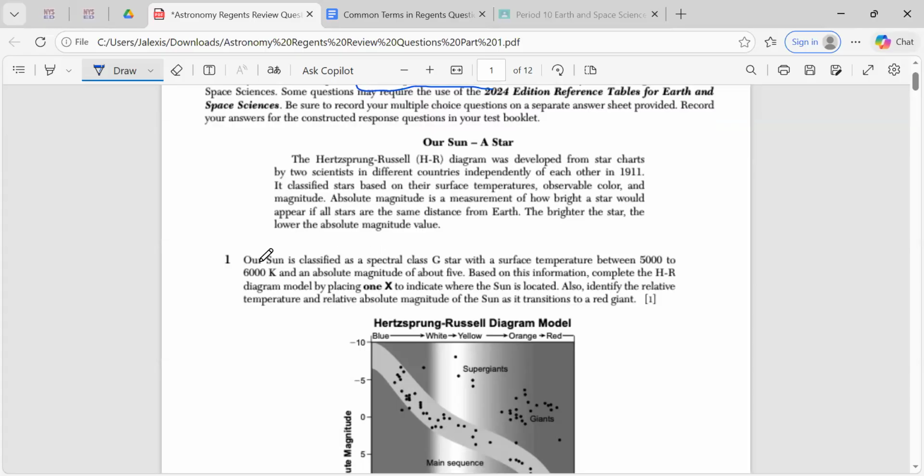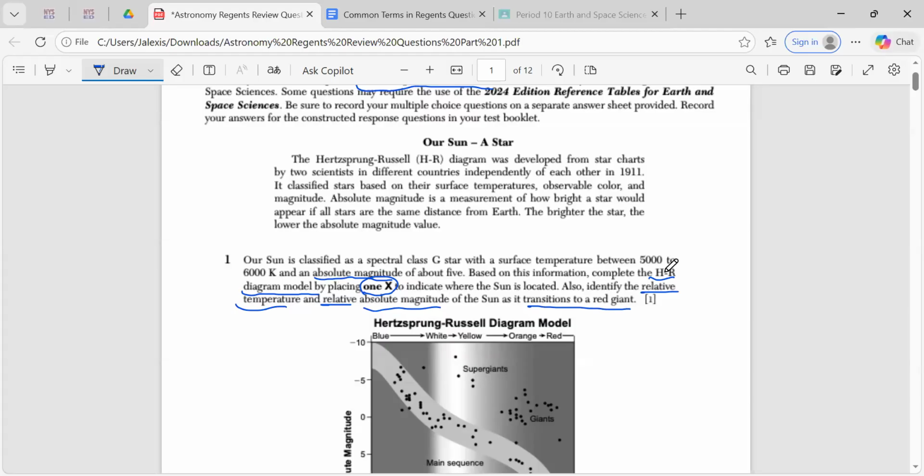All right. Now it says our sun is classified as a spectral class G star with a surface temperature between 5,000 to 6,000 K and an absolute magnitude of about 5. Based on this information, complete the HR diagram model by placing one X to indicate where the sun is located. Also identify the relative, keyword relative, temperature and relative absolute magnitude of the sun as it transitions to a red giant.